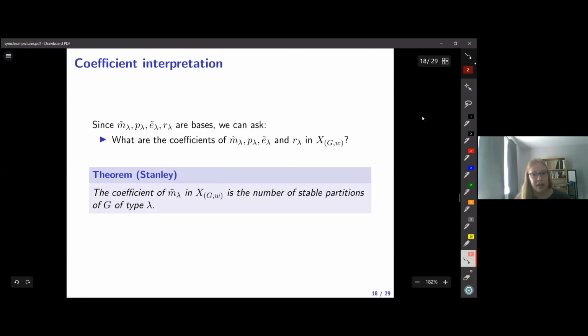And we talked already about the M basis, and we said the coefficient of M lambda in XGW just counts the number of stable partitions, the number of partitions of the vertex set into stable sets that are of type lambda, meaning that the sum of vertex weights in each part is a partition of the total vertex weight, and that partition is lambda. So we actually are already a quarter done. We know the interpretation for these things that count stable partitions. And so somehow the M basis is really the one that tells us about colorings.